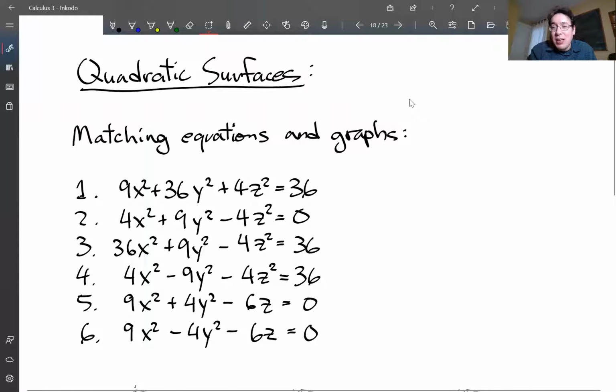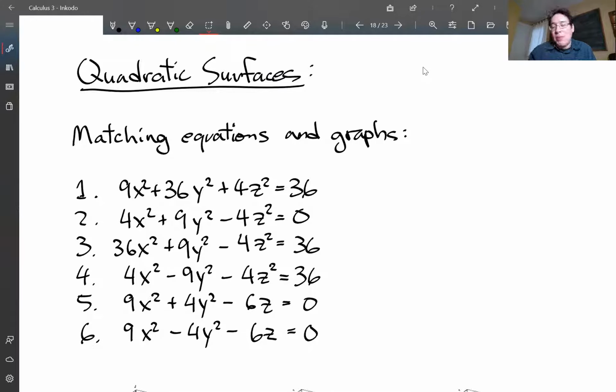Okay, so we've talked a lot about straight things like lines and planes. What about a curvy surface in 3D? So let's start to talk about that. Okay, so what I want to do is talk a little bit about quadratic surfaces.